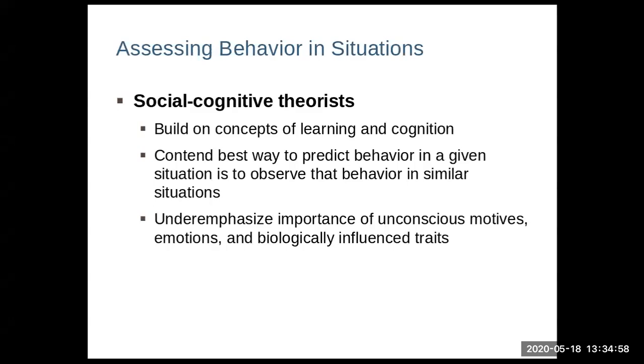So when social cognitive theorists look at behavior, they build on the concepts of learning and thinking, cognition, and contend that the best way to predict a behavior in a given situation is to look at what they do on average. So again, Friday night test, I would choose the extrovert is more likely to go out, the introvert is more likely to stay in. They underemphasize unconscious motives like you see in personality psychodynamic theories. They underemphasize emotion, like you would see maybe in humanistic. And to an extent, although traits are a big part of it, they underemphasize that it's completely biological, because you have, right, the environment to contend with.